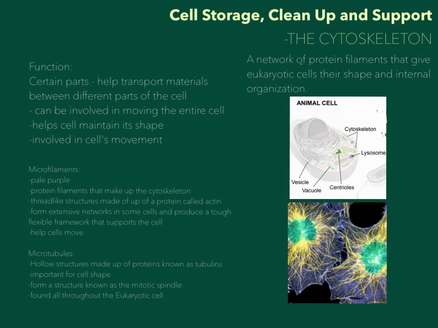Cell storage, cleanup, and support. The cytoskeleton. The cytoskeleton is a network of protein filaments that give eukaryotic cells their shape and internal organization. Function. Certain parts of the cytoskeleton help transport materials between different parts of the cell.